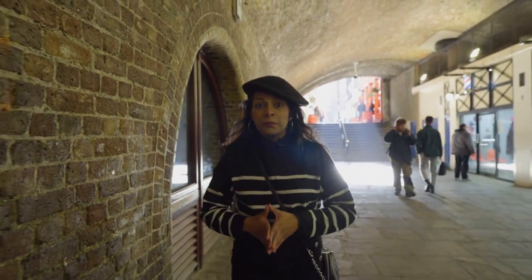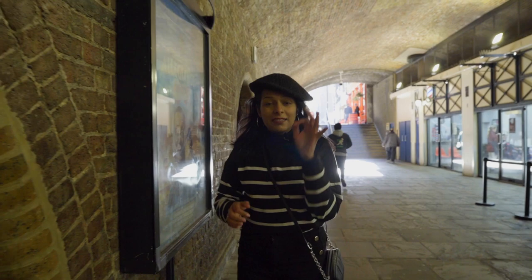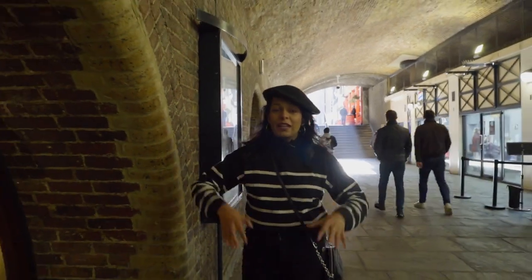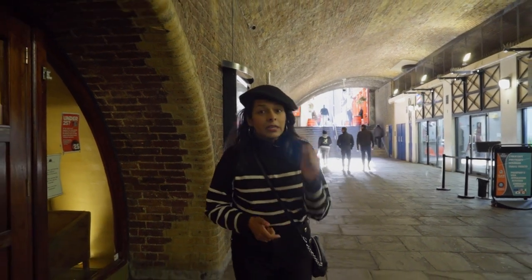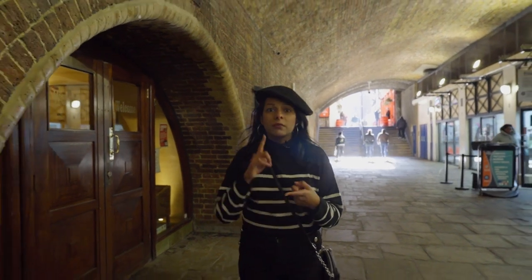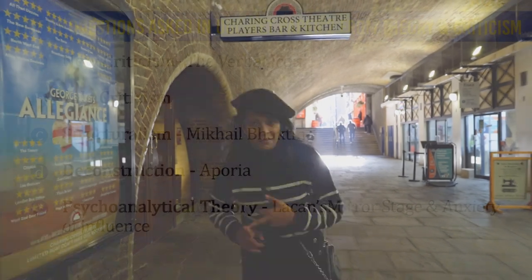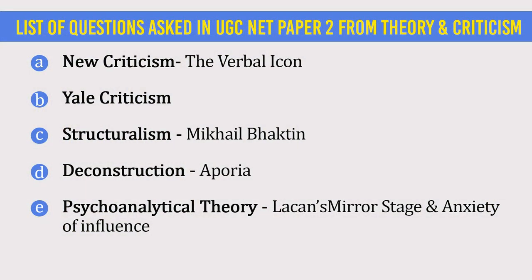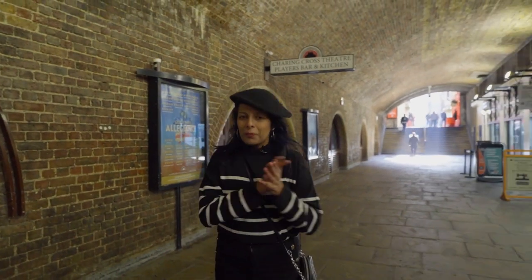Theory and criticism might appear to be a topic that gives a mini heart attack to all the NET aspirants, yet it is undoubtedly a portion that holds a very important role in the UGC NET question paper. This time they have asked questions from new criticism, structuralism, deconstruction, as well as the psychoanalytical school of criticism. Theorists like Mikhail Bakhtin and Jacques Lacan were there in the paper, along with terms like aporia and verbal icon.